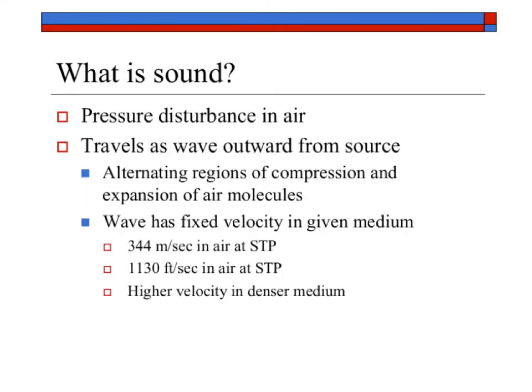To start at the beginning, let's talk about what is sound. It can be defined as a pressure disturbance in air or in whatever medium it's traveling through. This pressure disturbance travels as a wave outward from the source, and when we say a wave, we're talking about alternating regions in which the air pressure is first increased and then decreased. That is to say, the number of air molecules per given unit volume increases and then decreases. And this region of compression travels outward from the source and appears like a wave.